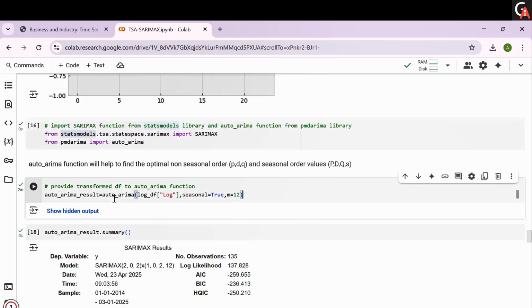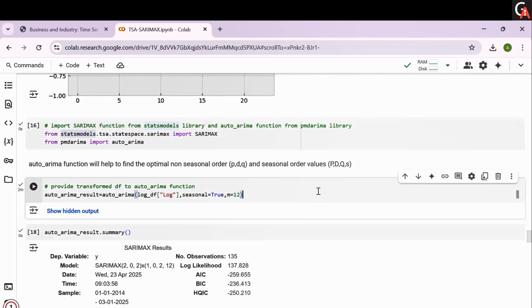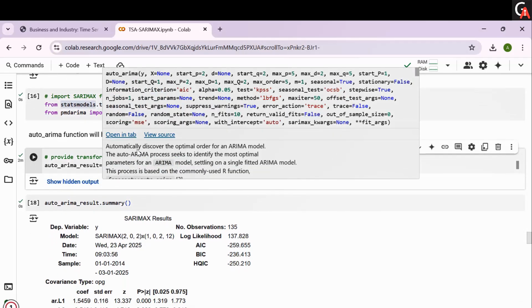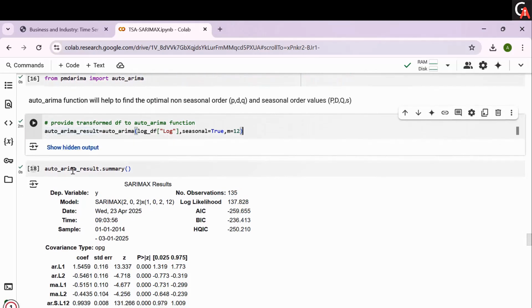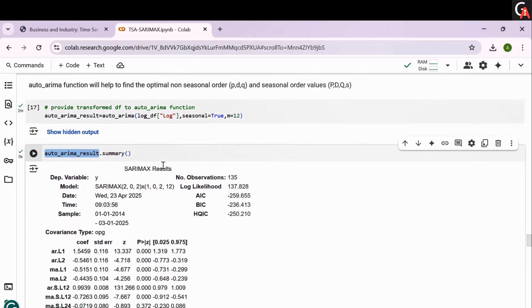So this auto-arima function will help us find the optimal values of the non-seasonal order and the seasonal order, that is the small p, d, q values and the capital P, D, Q values along with S. S is nothing but the seasonal period. It will take some time to run this function, and once it is done, you have to use the summary function on top of it to see the results.